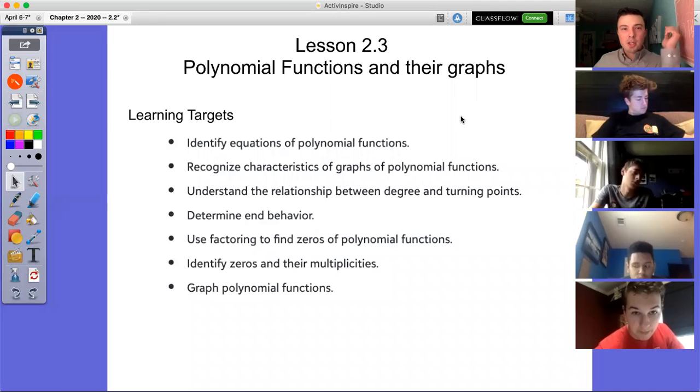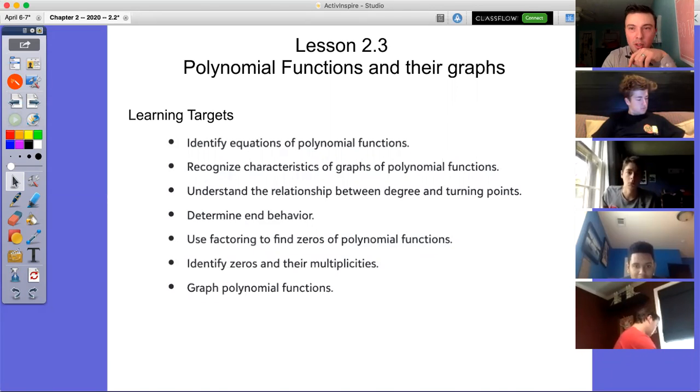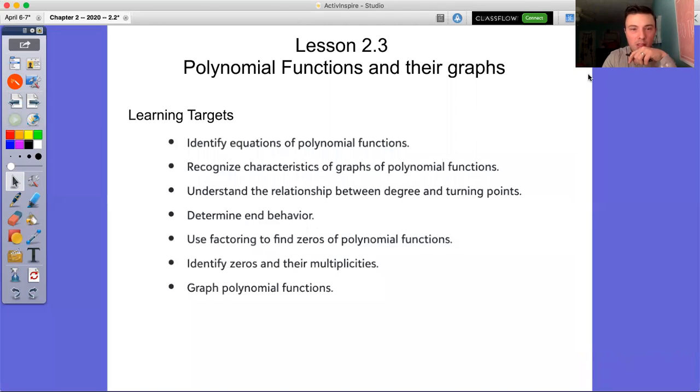Okay, so lesson 2.3, polynomial functions and their graphs. We are going to learn how to identify equations of polynomial functions. That's pretty easy. Recognize characteristics of graphs of polynomial functions. Understand the relationship between degree and turning points. We'll talk more about this in a second. Determine end behavior of polynomial functions. Use factoring to find zeros of polynomials. Identify zeros and their multiplicities, and then graph them.